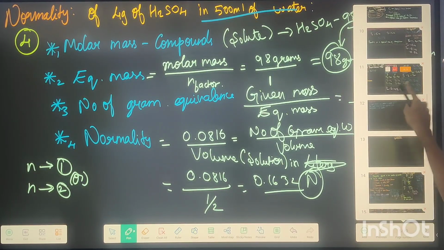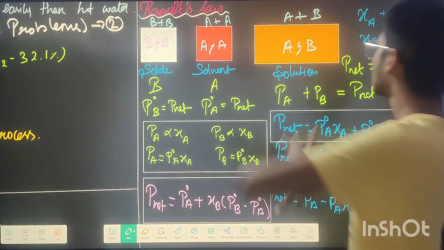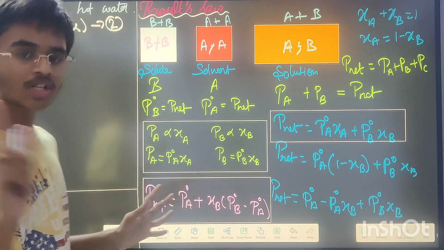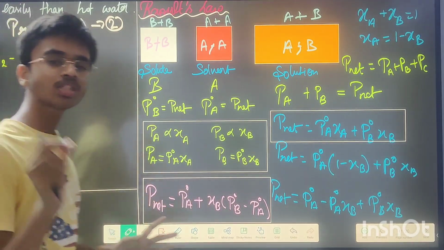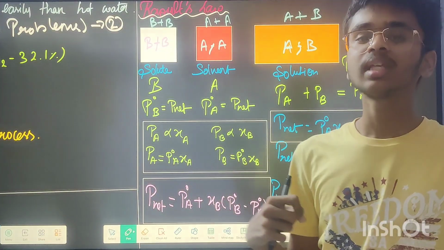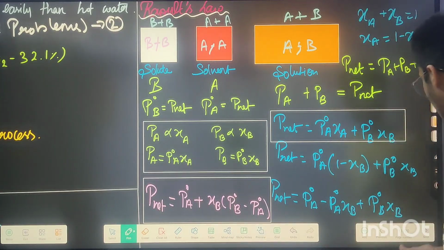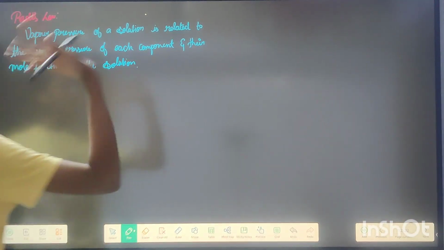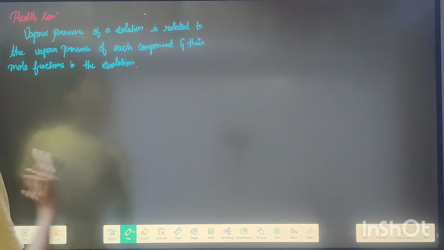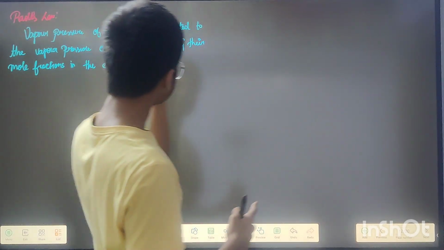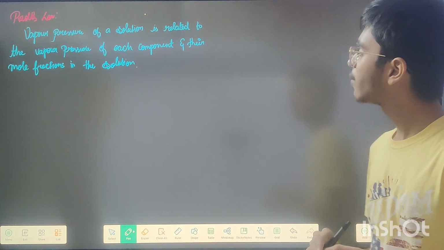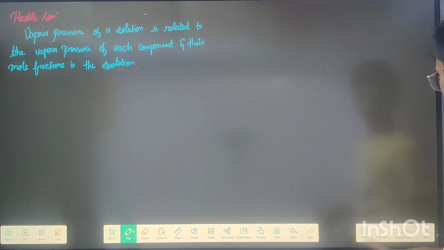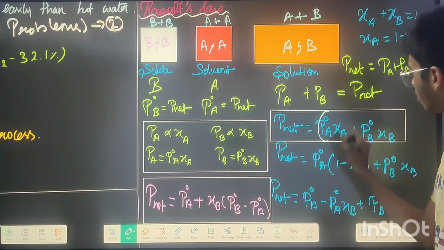So, what is Raoult's law? Raoult's law says that the total pressure created by the solution is equal to the pressure created by its constituent components with their mole fractions. In theoretical terms: the vapor pressure of a solution is related to the vapor pressure of each component and their mole fraction in the solution.